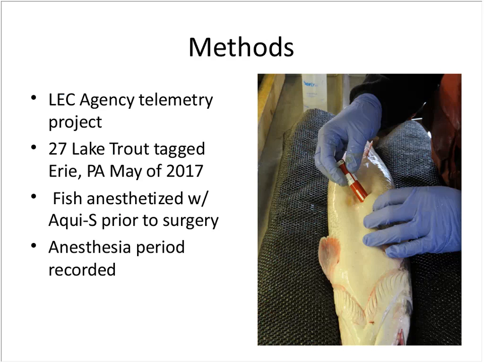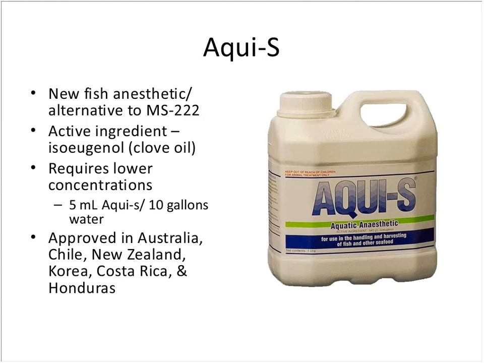The USGS did this telemetry project, and in May of this year in Erie, Pennsylvania, they ended up tagging 27 lake trout. In order to insert the transmitter, they have to put the fish under anesthesia before the surgery takes place. They actually recorded the anesthesia process, which is what I use to infer my data from. And this right here is an actual transmitter getting placed into one of these 27 lake trout that they did this year.